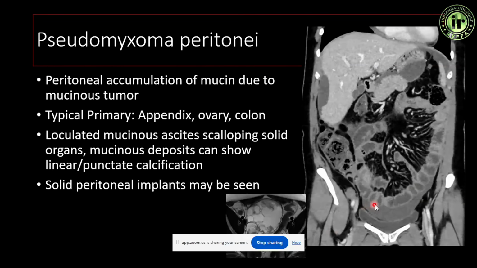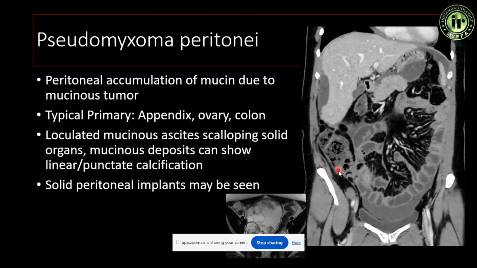The second type of peritoneal seeding of disease processes is the pseudomyxoma peritonei. Here you can have accumulation of mucinous deposits from a primary mucinous tumor. Typically, the primary is from the appendix, ovary, or GI tract. What you see is loculated mucinous ascites that is scalloping the solid organs.